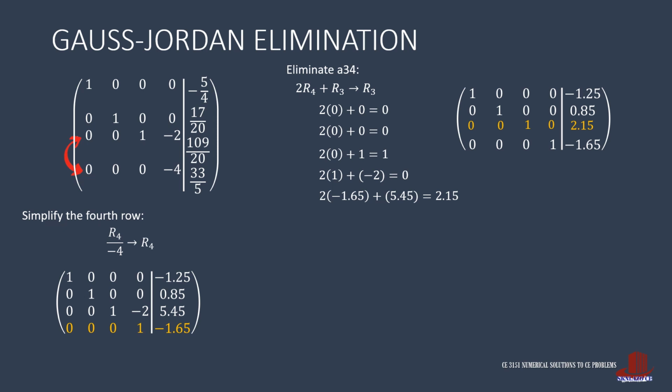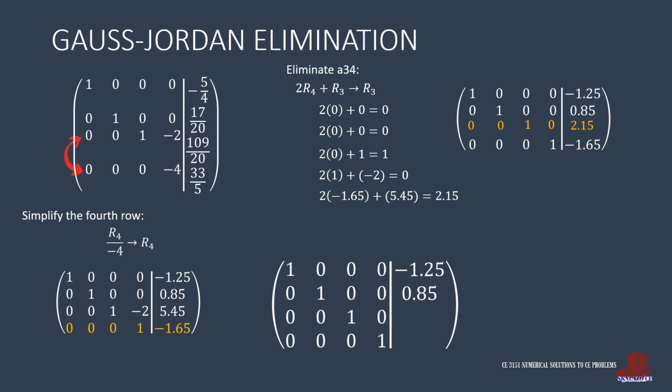After this operation, the augmented matrix is now an identity matrix where the variables for each column is still in the order of x, y, z, and w. We can clearly identify x from the first row as negative 1.25. The second row shows y as 0.85. The third row is for z, which is equal to 2.15. And w is from the fourth row, which is seen as negative 1.65.